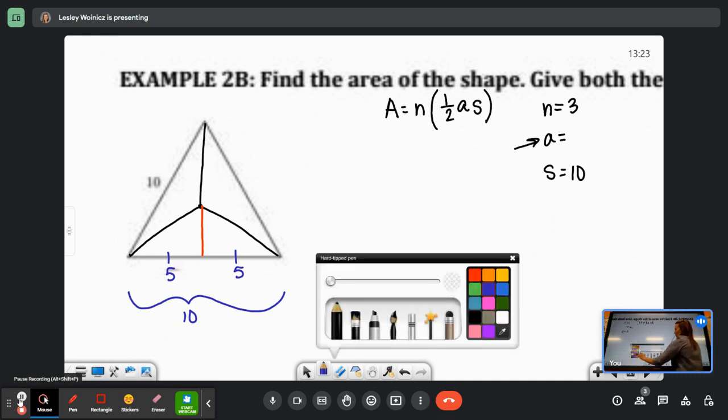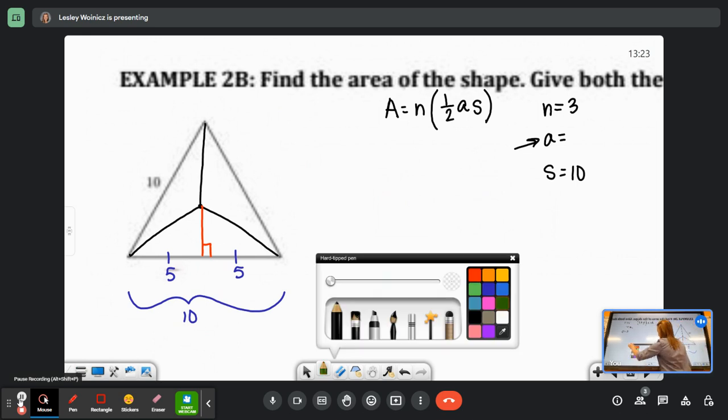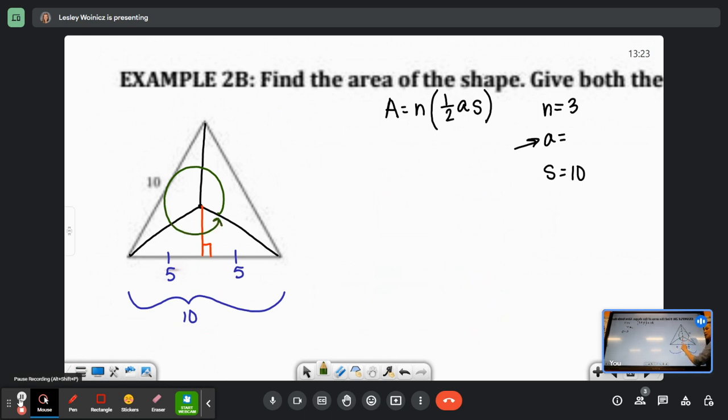Okay, now I need some information about my angles. The apothem is perpendicular to the side. It's going to take 360 degrees to rotate around the entire total of the central angles. So I'm going to start with my 360 degrees and divide by the 3 central angles that this figure has. So 360 degrees divided by my 1, 2, 3 central angles gives me 120 degrees. My apothem is going to chop each of those 120 degree angles in half. So this is going to be a 60 degree angle, giving me a 30, 60, 90 right triangle where this is my 30 degree angle.